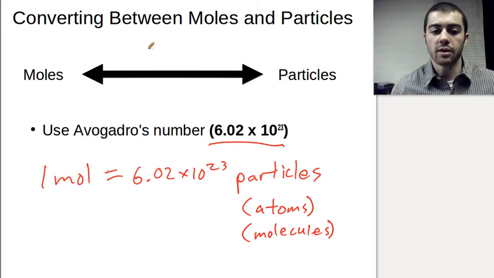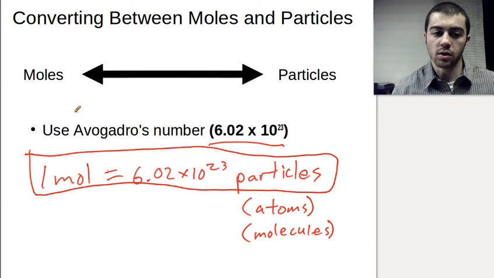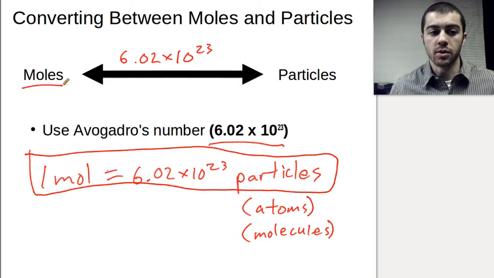To convert back and forth between these, we're going to use this conversion factor here. 1 mole is 6.02 times 10 to the 23rd particles, so that's the number we're going to use when we're doing our conversions. This is very important. To go between moles and particles, we use Avogadro's number.